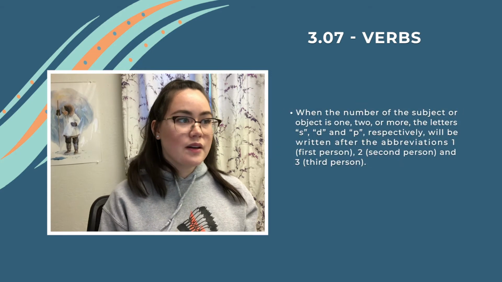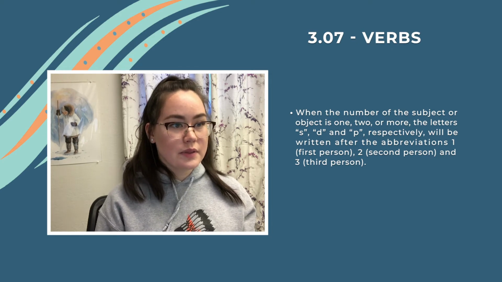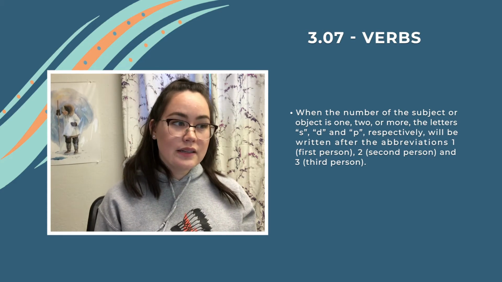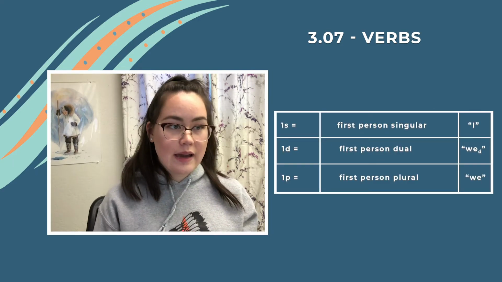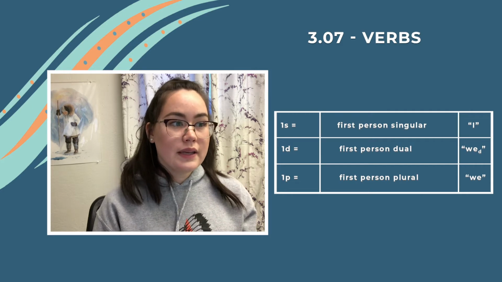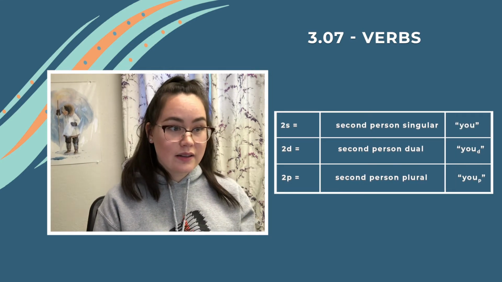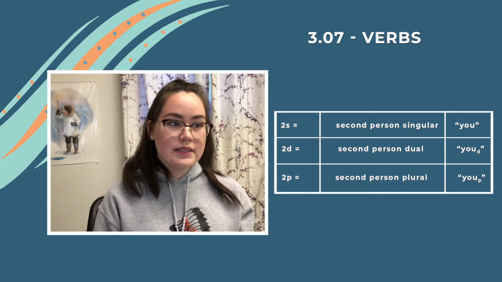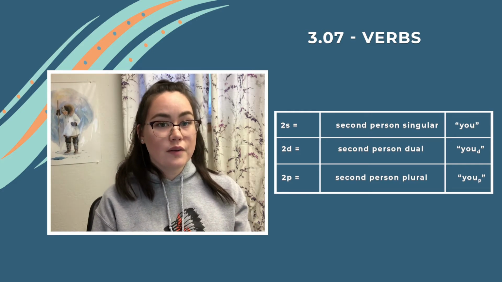More about verbs. When the number of the subject or object is 1, 2, or more, the letters S, D, and P respectively will be written after the abbreviations 1 for first person, 2 for second person, and 3 for third person. S means singular, D means dual, and P means plural. So 1S is first person singular, and that means I. 1D means first person dual, and that means we two. 1P means first person plural, which means we, 3 or more. 2S means second person singular, which means you. 2D means second person dual, which means you two. 2P means second person plural, which means you, 3 or more.